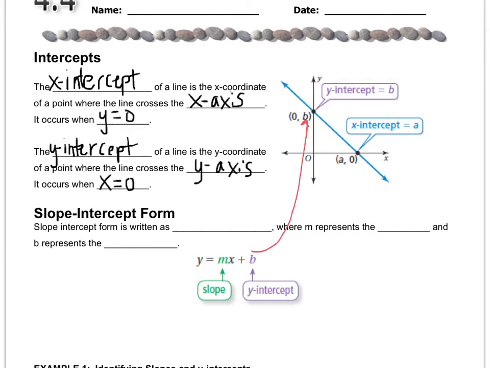Slope-intercept form is written as y equals mx plus b, where m represents the slope and b represents the y-intercept.